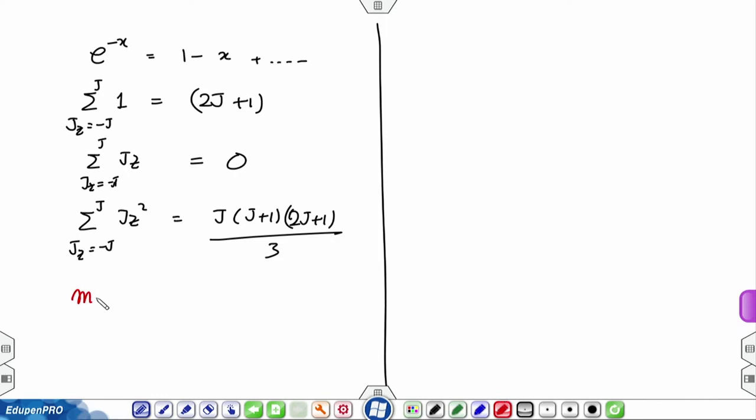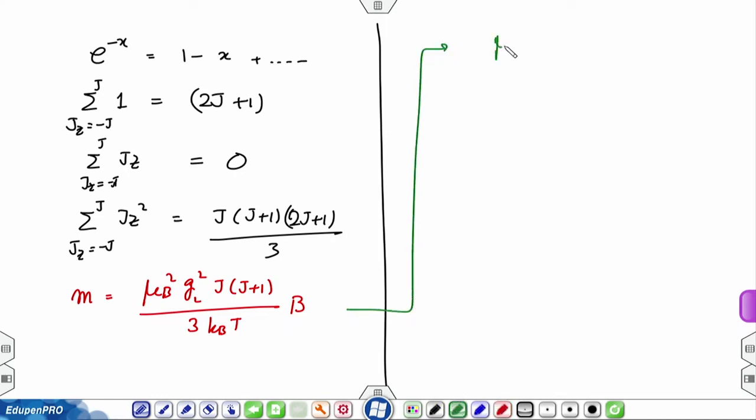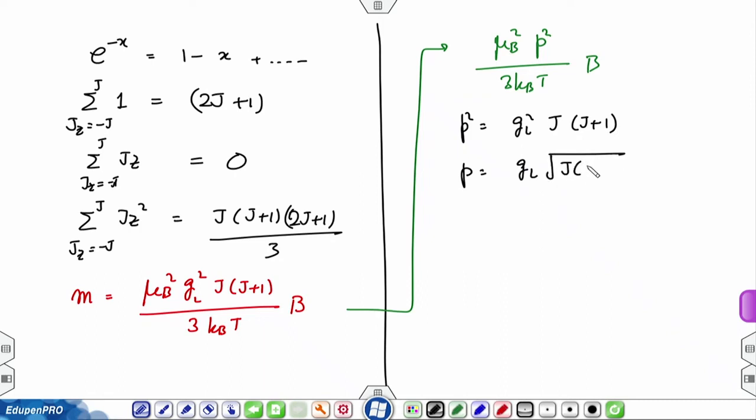the magnetic moment as mu B square g_Lande square j(j plus 1) divided by 3 k_B T times B, which I am going to write as mu B square p square over 3 k_B T B, where p square is equal to g_L square j(j plus 1), p equals g_L square root of j(j plus 1), is the effective magneton number.